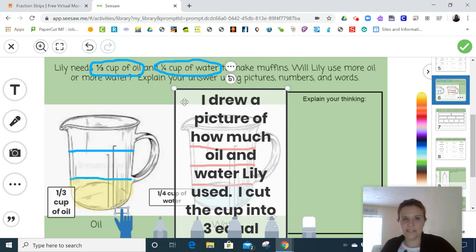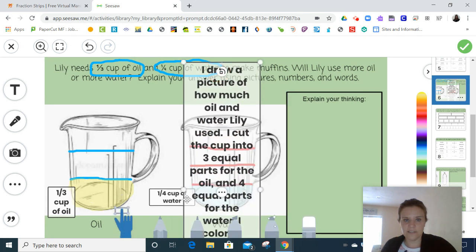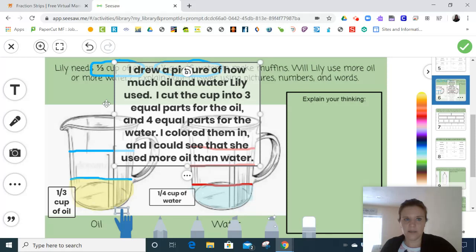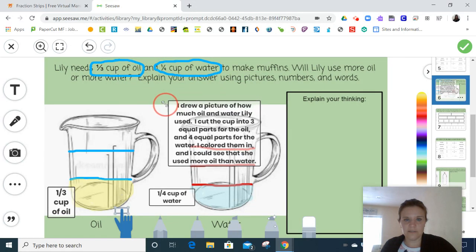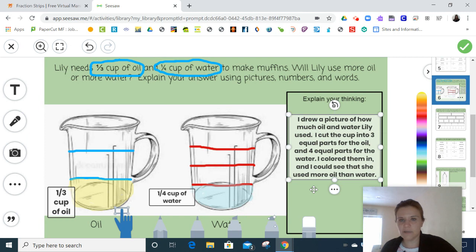All right, I'm going to resize this. It's going to take a lot of resizing. I'm going to drag it into my explain my thinking box. I'm going to read it one more time. I drew a picture of how much oil and water Lily used. I cut the cup into 3 equal parts for the oil and 4 equal parts for the water. I colored them in and I could see that she used more oil than water.